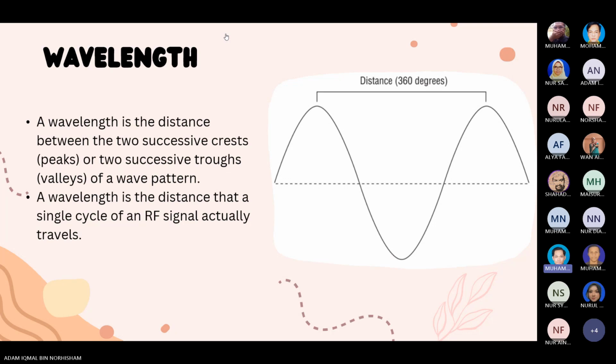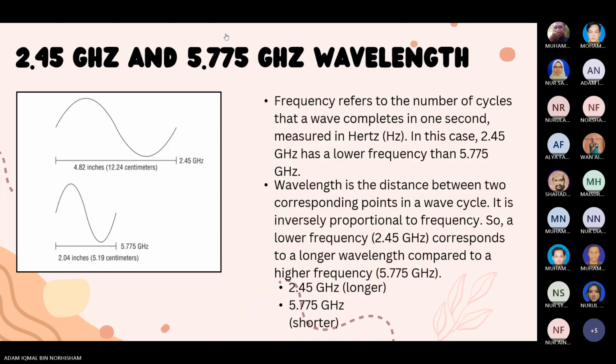Itu maksudnya wavelength. Okay. Lepas tu wavelength is the distance that a single cycle of a radio frequency signal actually travels. Dia menunjukkan jarak untuk single cycle radio frequency signal sebenarnya akan travels. Okay, next. Next slide. Okay.